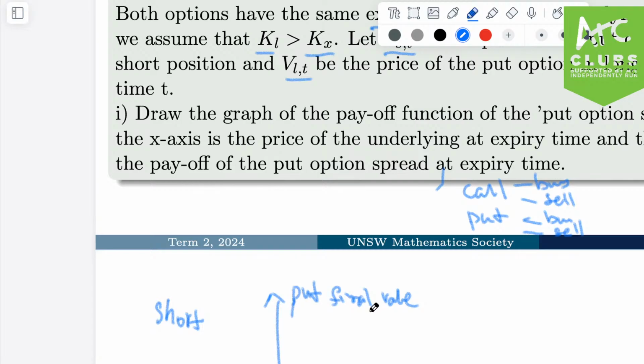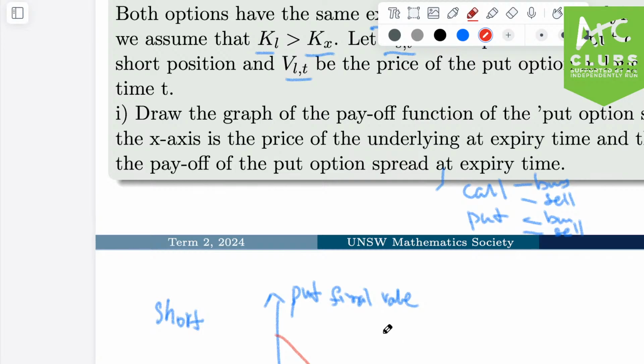So for the final value of the put option, obviously if S is larger than K, it's just going to be 0. Maybe I should change another color. And if K is larger than S, then we are going to have a positive put final value.